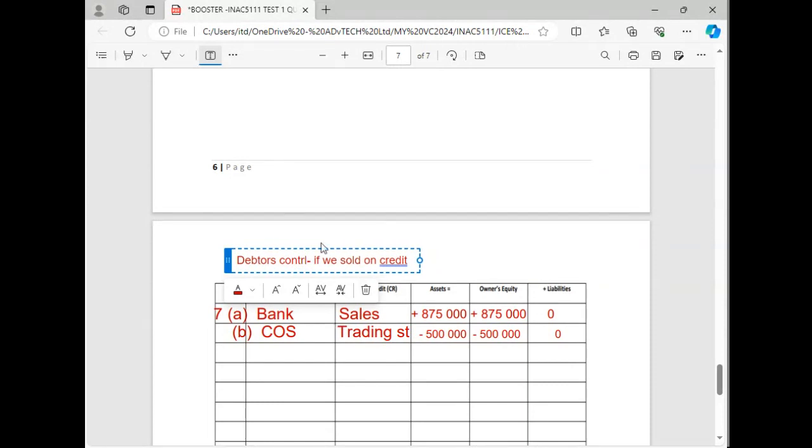I repeat, next time this bank will change to become debtors, only if we sold on credit. So everything else will not change. Everything will stay the same. Even the accounts here: sales will still be there on the credit side, cost of sales will still be there, trading stock will still be there, plus will still be there, minus will still be there.